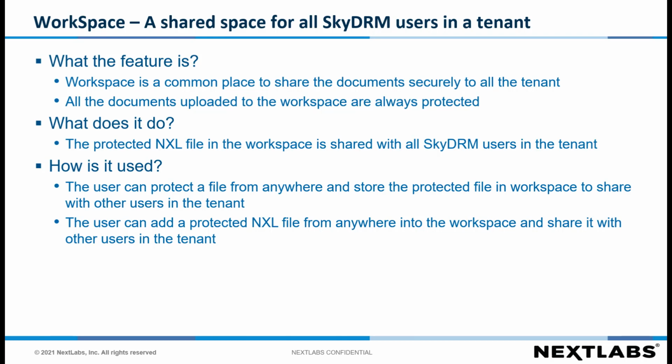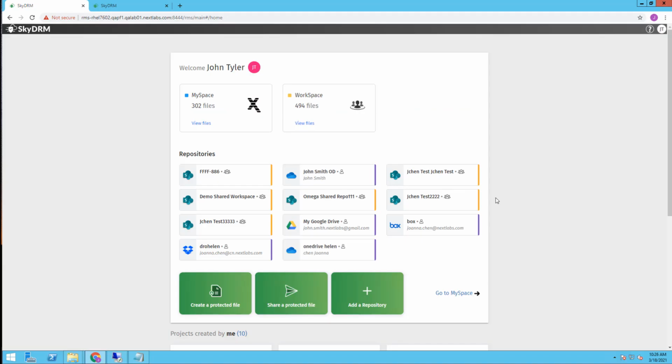The user can protect a file from anywhere and store this protected file in the WorkSpace to share with other users in the same tenant. The user can also add a protected Excel file from anywhere into this workspace and share it with all other users that belong to the same tenant. Let's see a demo for the workspace feature.